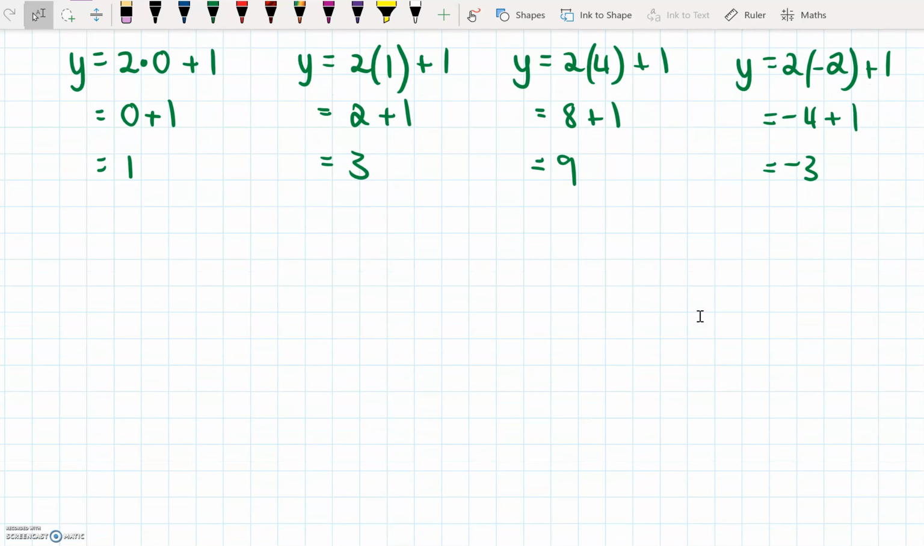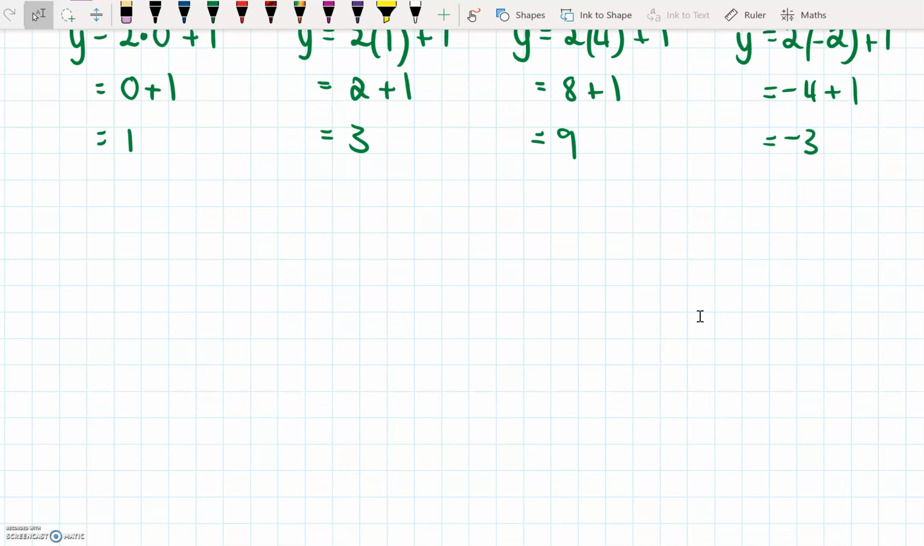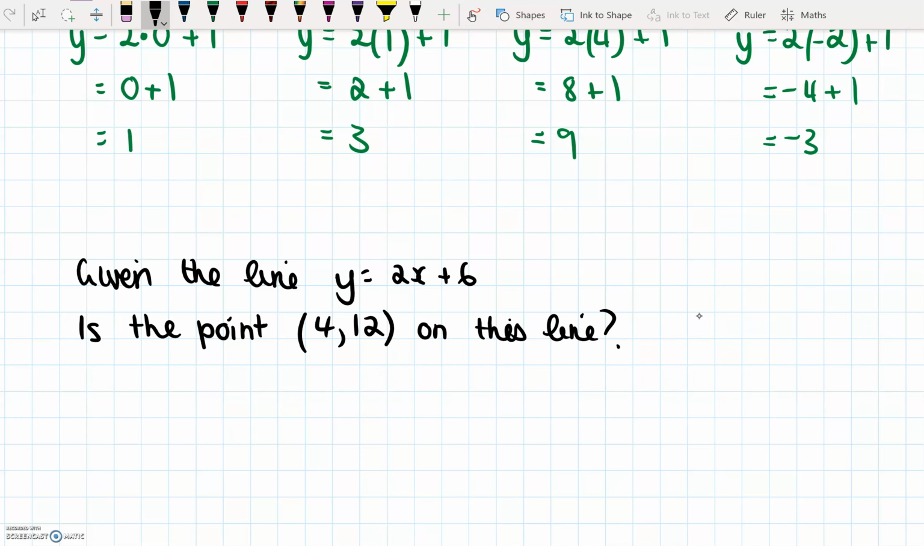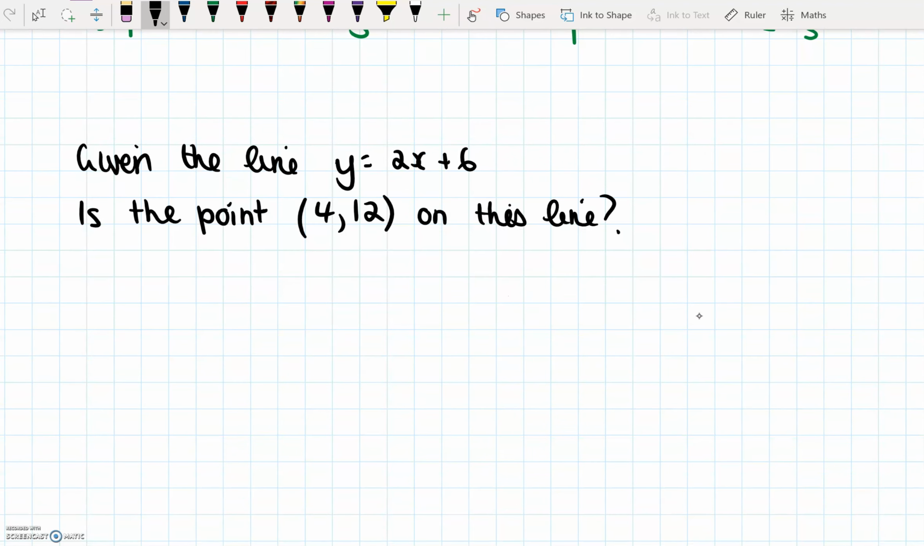Okay, because what you're also going to see is questions like, given the line y equals 2x plus 6, is the point (4, 12) on this line? Okay, so this is another kind of thing you're going to see. And if you see this, you need to think about it and think about what you might do.